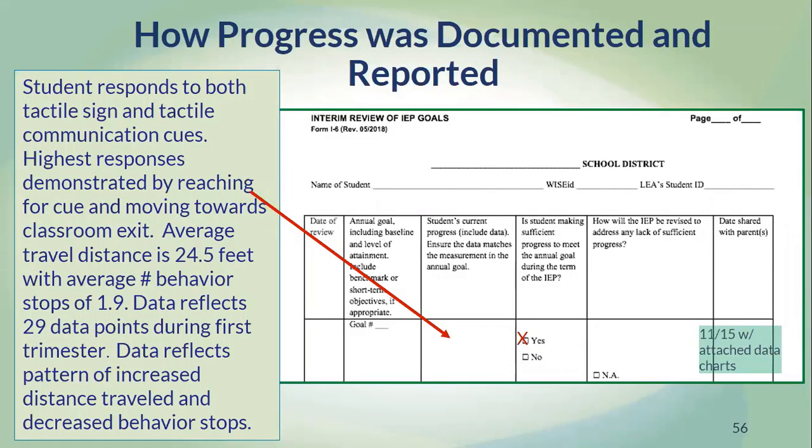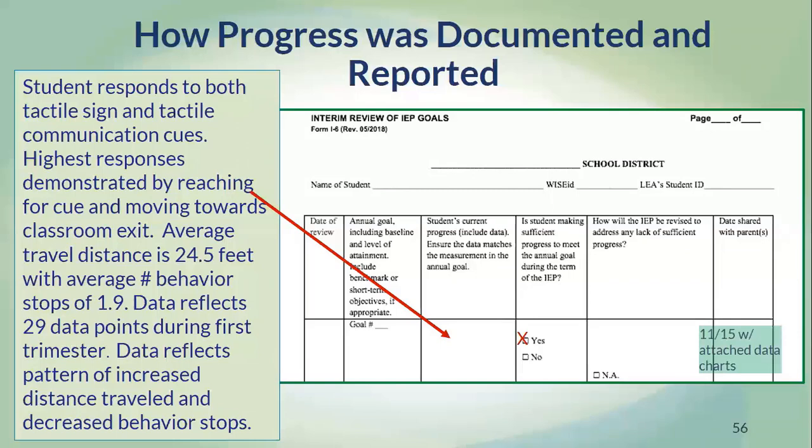Going further, the bullets on the last slide weren't exactly how we would document it on our CCR IEP. This is more of the language we used at that time: that the student responds to both tactile sign and tactile communication cues. The highest responses were demonstrated by reaching for a cue and moving towards the classroom exit, showing that they understood where they were heading next.